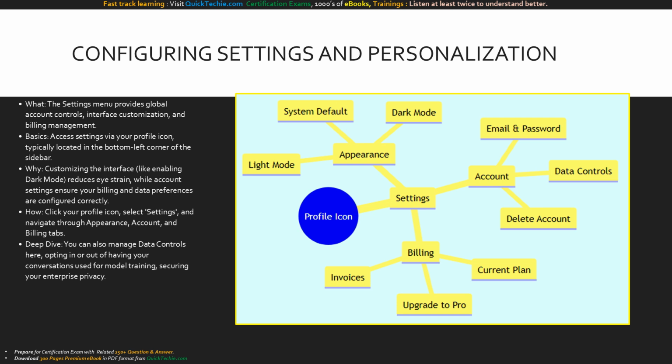Let's explore the settings hierarchy using this mind map. Everything originates from the profile icon at the root. Opening the settings menu branches out into three main pillars: appearance, account, and billing. Under appearance, you control the visual theme, selecting light, dark, or system default. Under account, you handle critical security tasks like email, password, and your vital data controls. Finally, the billing branch allows you to view your current plan, access historical invoices, or upgrade to a premium tier. This organized structure makes it incredibly easy to find exactly what you need to tailor the interface to your preferences.